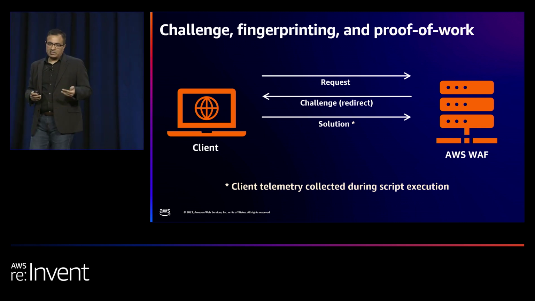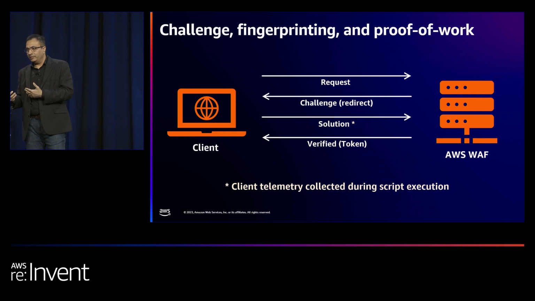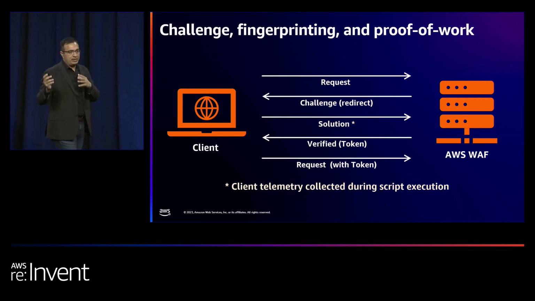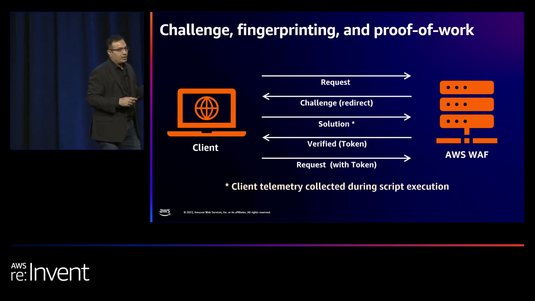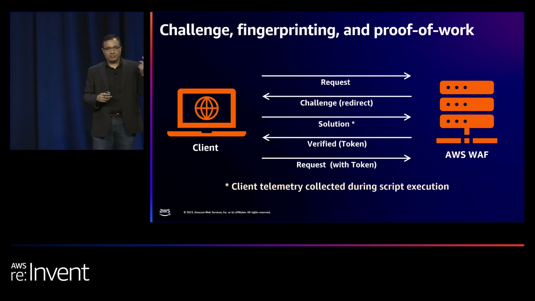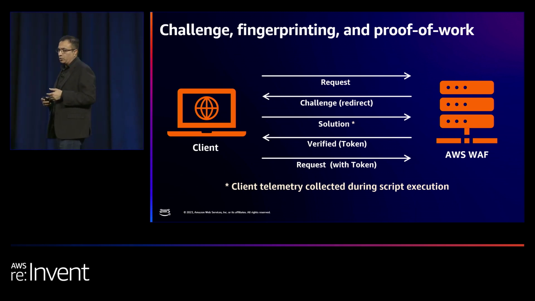So client presents a solution. AWS WAF validates the solution and presents a token to the client. This token is sent back for every subsequent request. And using this token, AWS WAF knows whether the challenge was solved or not solved, because that fact is also embedded within the token.